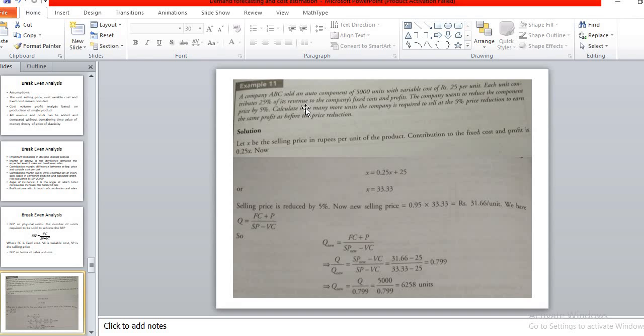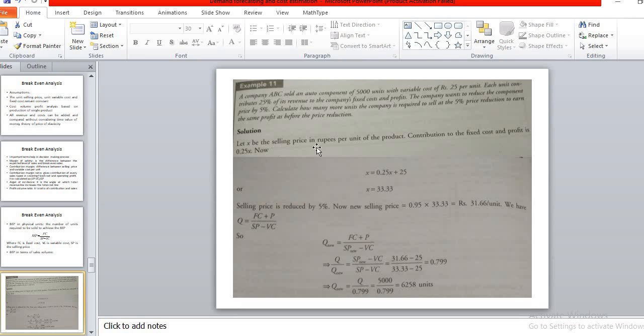And now the company wants to reduce the price of the particular product by 5%. By reducing this price 5%, how much quantity should the company increase so that profit remains the same as before the price reduction? That is the asked quantity.